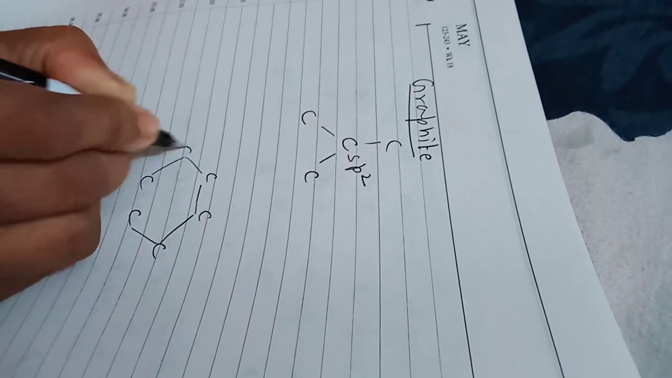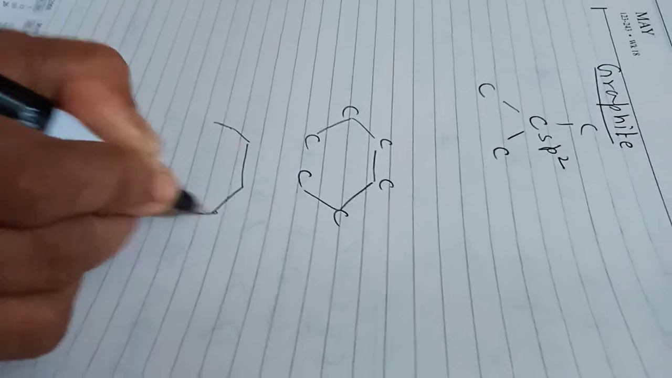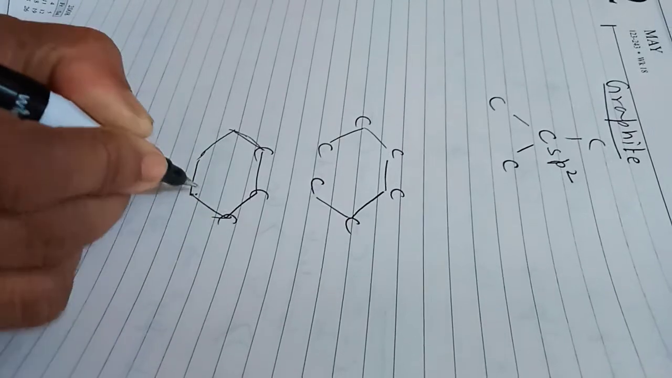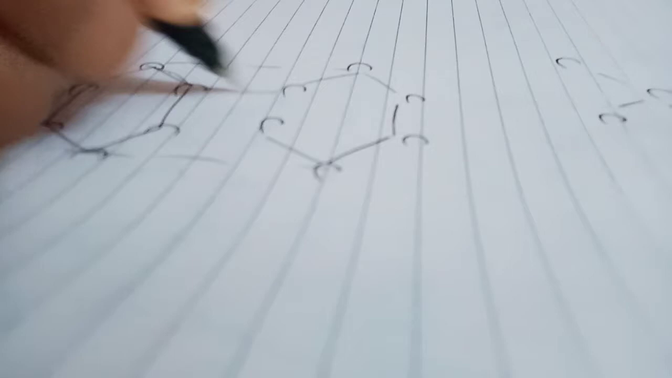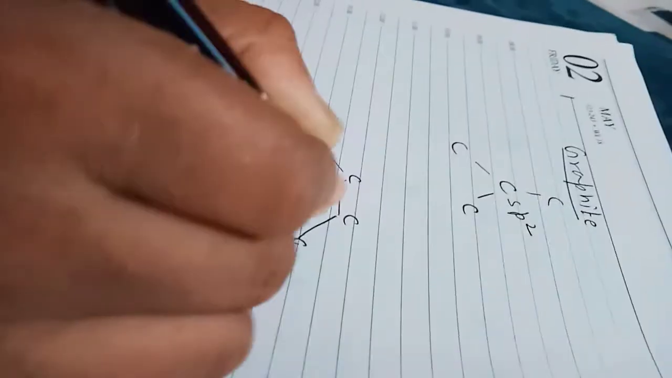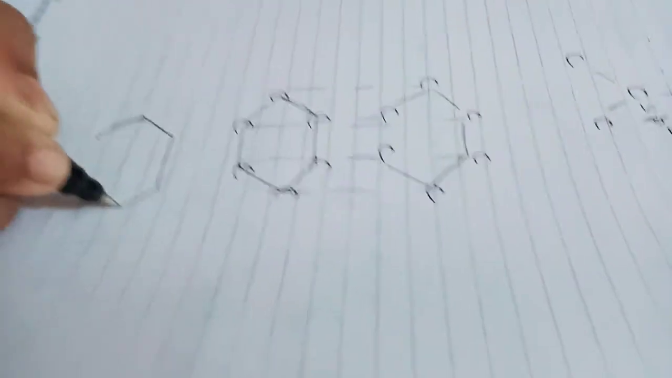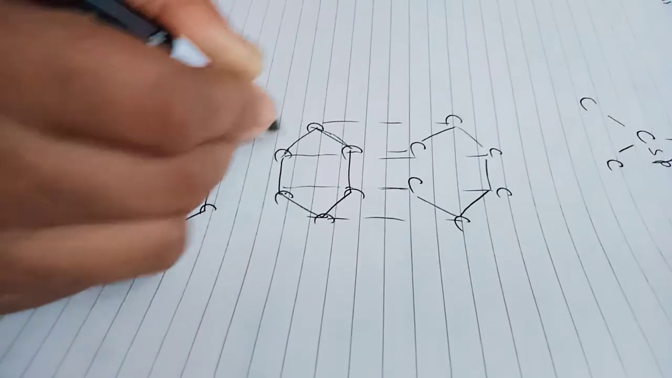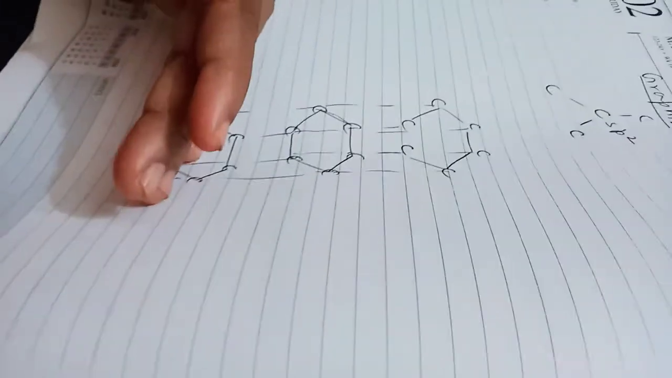Graphite consists of 2-dimensional layers with hexagonal rings like this. Another layer will come below this. 2-dimensional layers with hexagonal rings like this. So this is layer one, this is layer one, this is layer one.